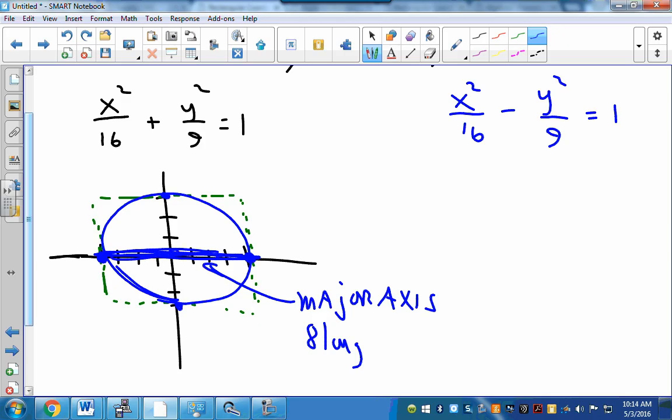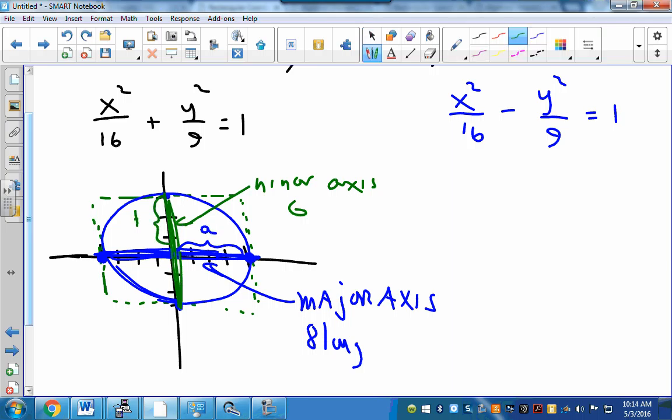Okay. The other dimension is called the minor axis. This is the minor axis. In this case, it's 6 long. Right? Minor axis. Now, when you go to your handout, I'm calling this semi-major axis length. This distance here is called A, and this distance here is called B.